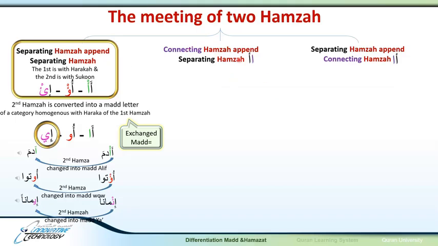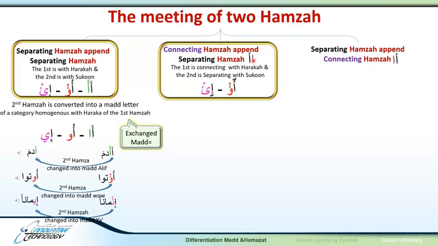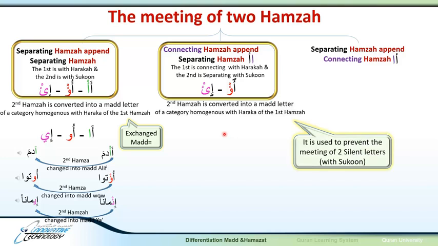Now we're going to talk about the second situation, where the connecting hamza appends a separating hamza. In this situation, the first connecting hamza has a haraka, like U or I, and the second separating hamza would be with sukun. So U, I. In this situation, again, the second hamza would be converted into a mad letter of a category homogeneous with the haraka of the first hamza, as we're going to illustrate in the example.